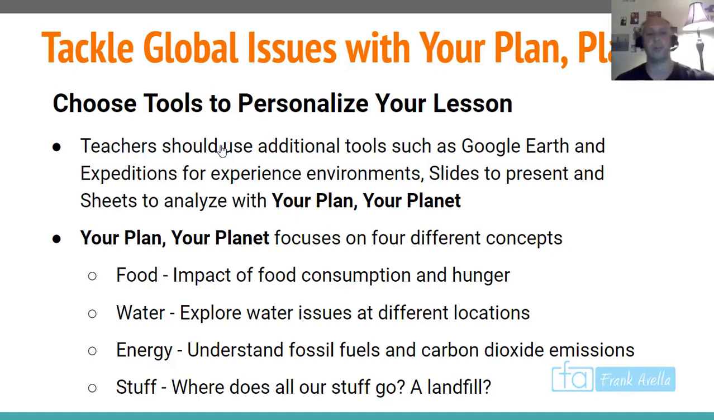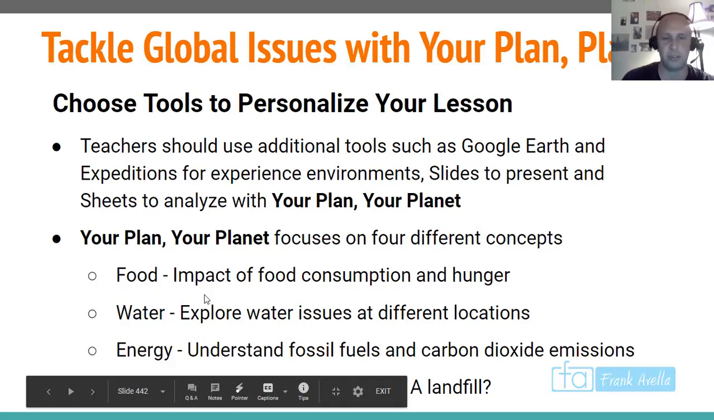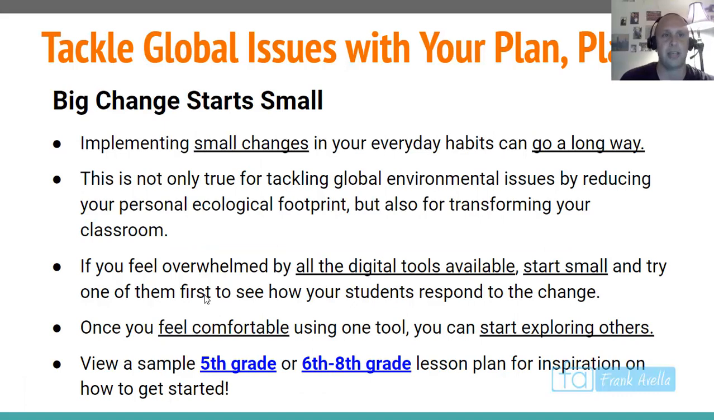And again, what are the four components? Food, the impact of food consumption and hunger; water, explore water issues at different locations; energy, fossil fuels and carbon dioxide emissions; and where does all this stuff go? So when you talk about this website here, these are the four components that they focus on: food, water, energy, and waste.